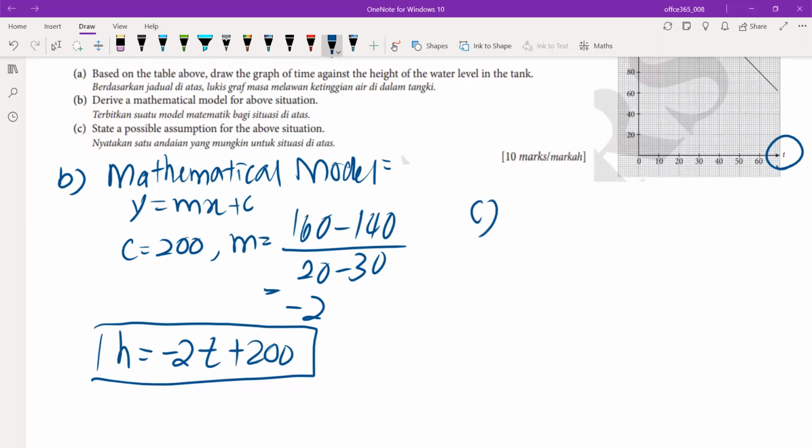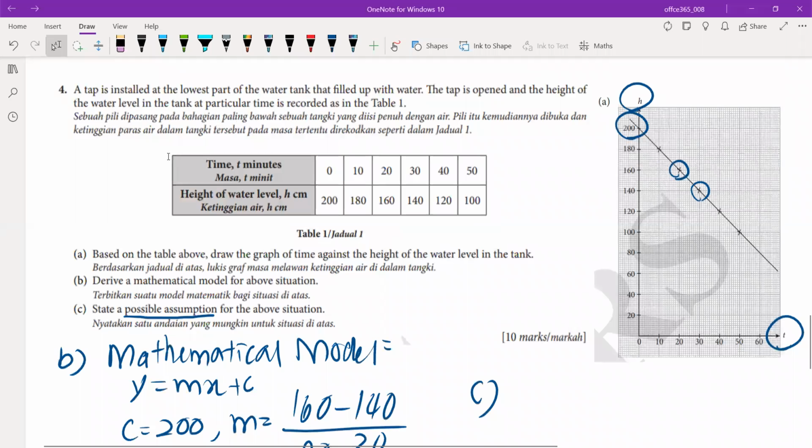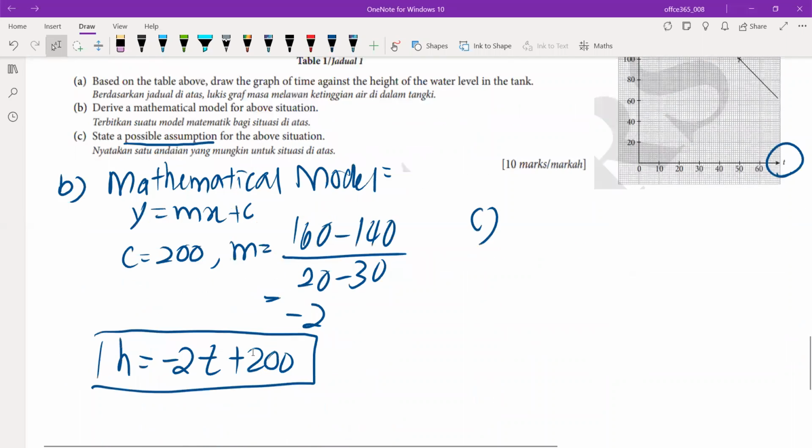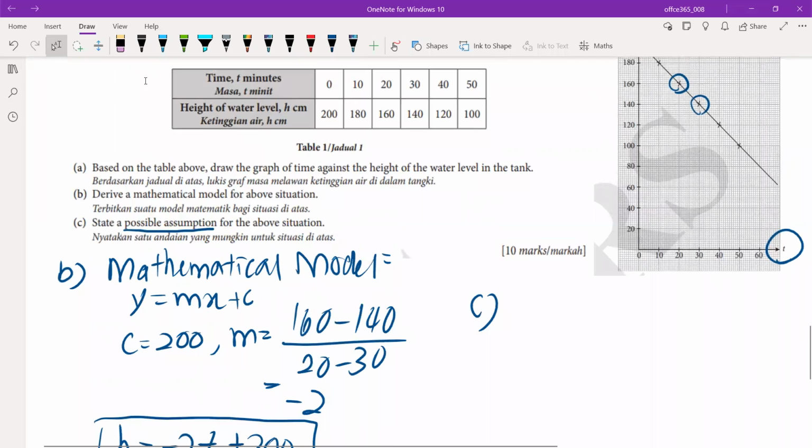Then question C, state the possible assumption. For this situation, assumption means you have to assume nothing else happened, for example the tank is installed at the lowest part, filled up with water, opened at the height, whatever. The difficult one is question C, not A, not B, because students don't understand how to write it. As long as it is logical and won't affect the variables.